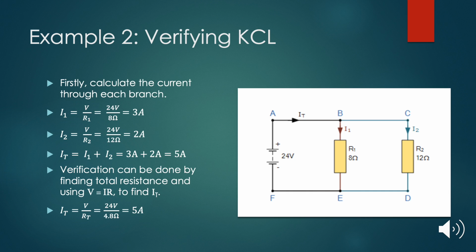To verify this, we can first calculate the total resistance, being the inverse of 1 over 8 plus 1 over 12, which equals 4.8, then dividing 24 volts by 4.8 to give 5 amps.